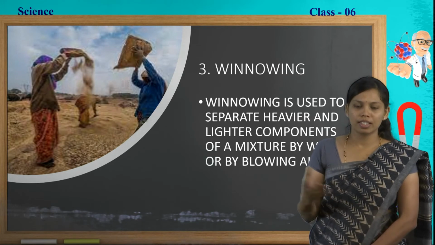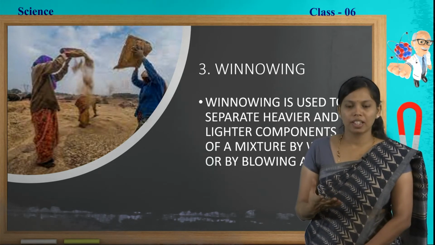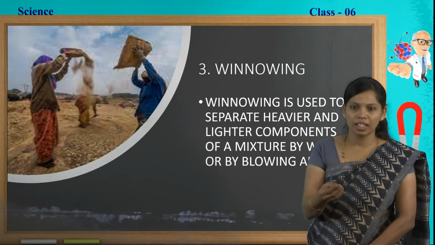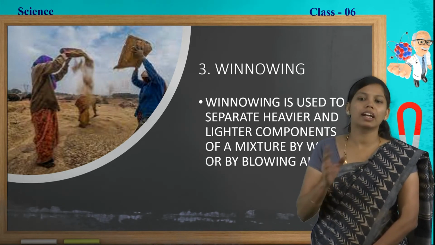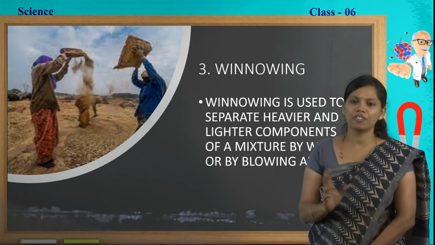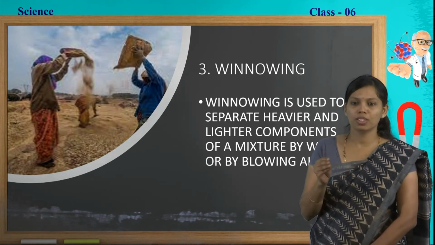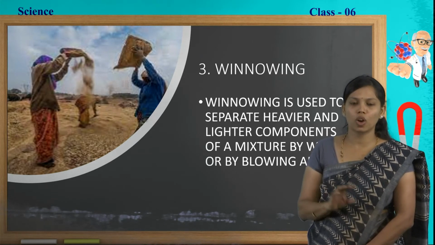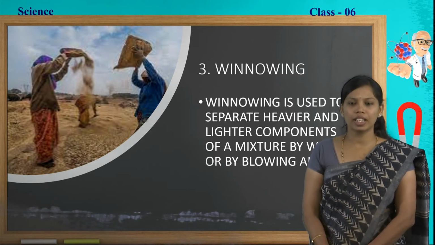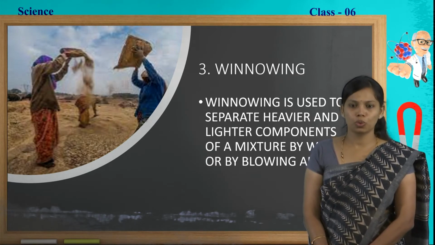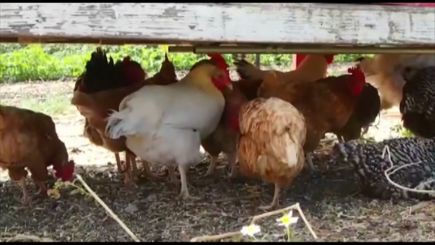If we take substances of the same weight, we can't separate them. For example, along with the sand, if I take salt, I can't separate that because both are of the same weight. So the winnowing process holds good only when the components are of different weights. Now we shall observe one video to understand better.